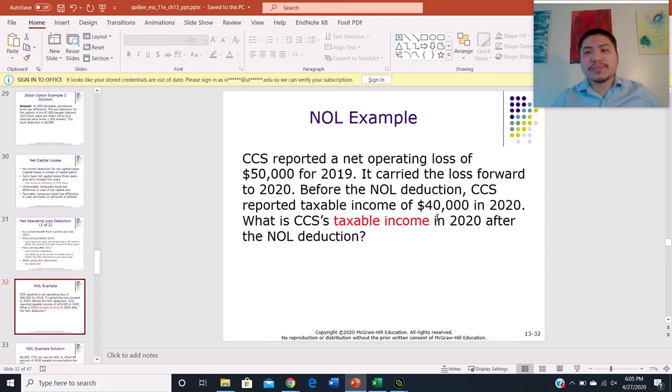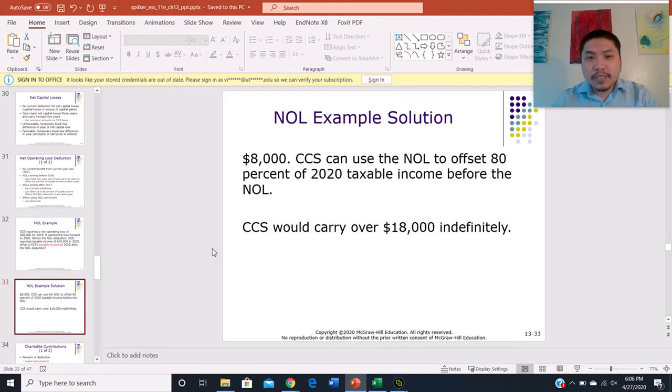So the firm can offset $32,000, and the firm still needs to report $8,000 of taxable income. So the answer to the question is $8,000. They still have to report $8,000 of taxable income. And after the deduction in 2020, the firm still has $18,000 of net operating loss that hasn't been used, so they can carry over the $18,000 indefinitely. All right, so that was net operating loss.